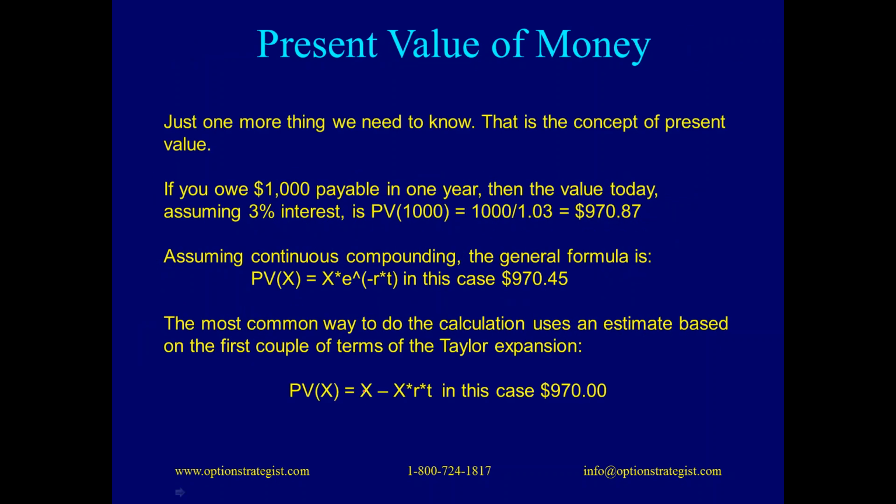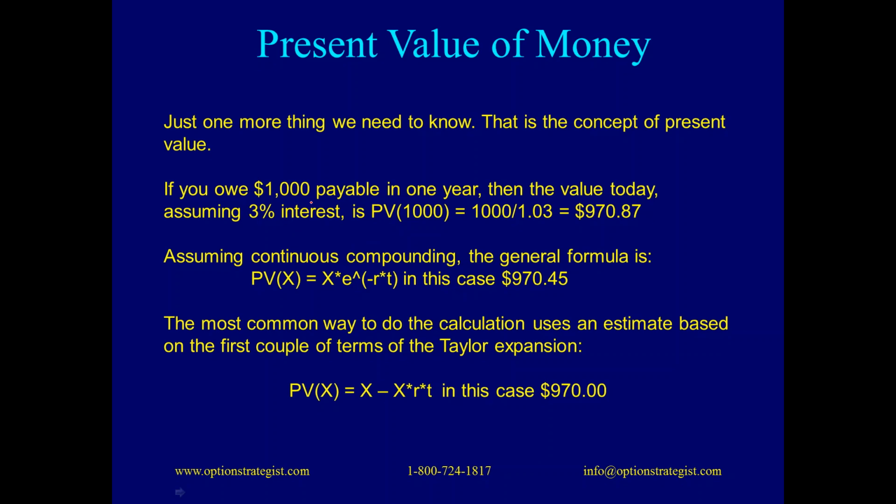All right, now there's one more piece of information that we need to be able to put this thing together, and that's the present value of money. And this is an important concept, not only for options trading, but just for any financial type transaction. What it's saying is money has different values based on the time when it's either being paid or being received. So for example, let's say you owe $1,000 payable in 1 year. And let's say we're in a 3% environment. As I said earlier, we're not there now, but let's assume that we were.